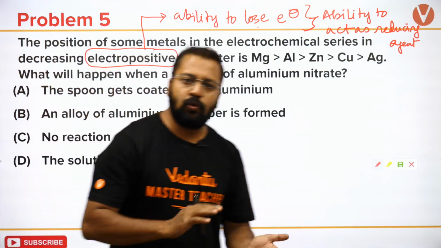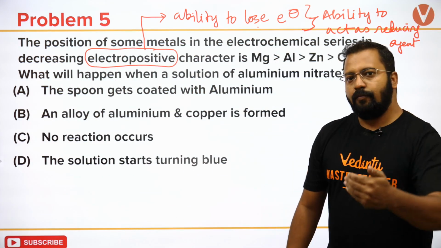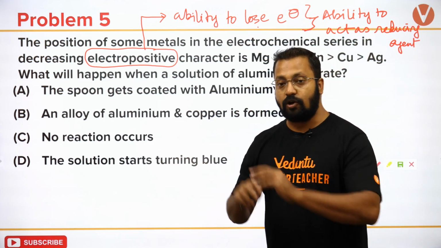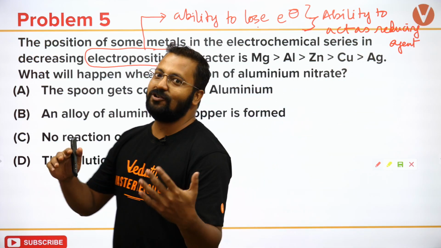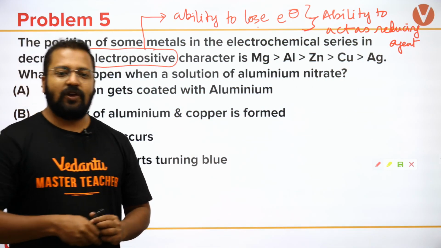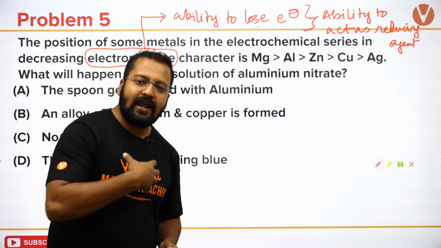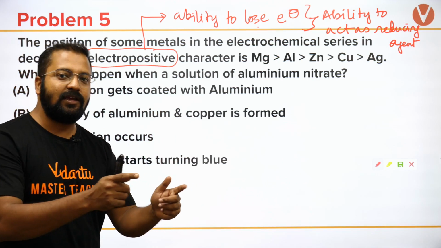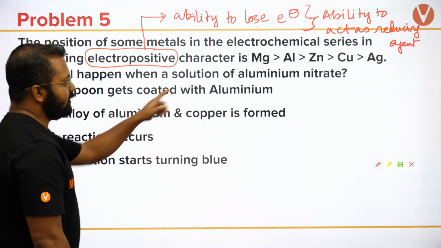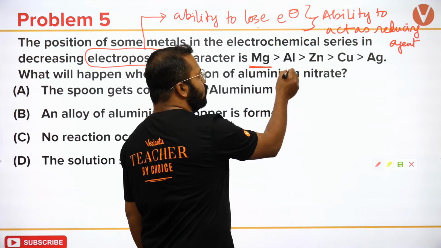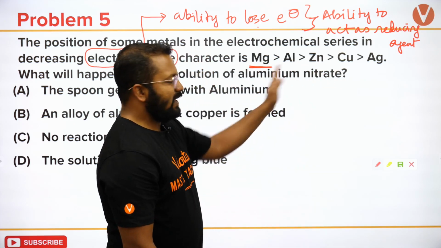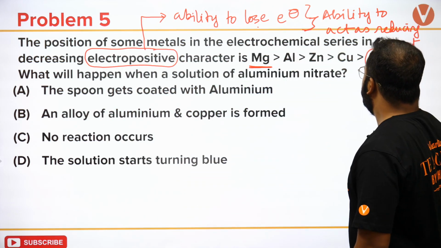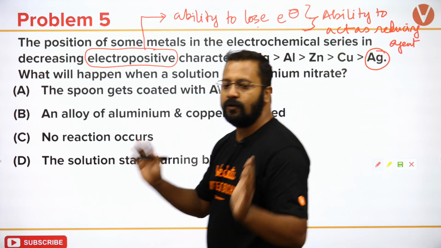Various ways are there to understand this. Electropositive character is the ability to undergo oxidation, the ability to lose electrons. And if electrons are being lost, they will not sit idle, so electrons would be gained by something. If their ability to lose electron is more, that means its ability to reduce something is also more. So it is given that magnesium's ability to reduce anything else is highest, and the least ability to reduce something lies with silver, or silver does not want to undergo oxidation.